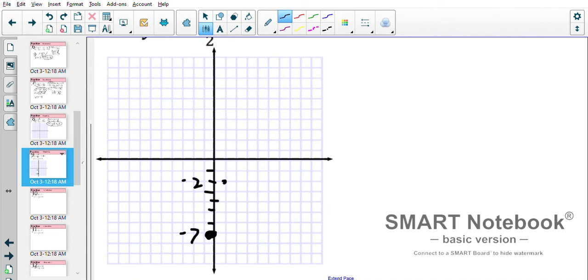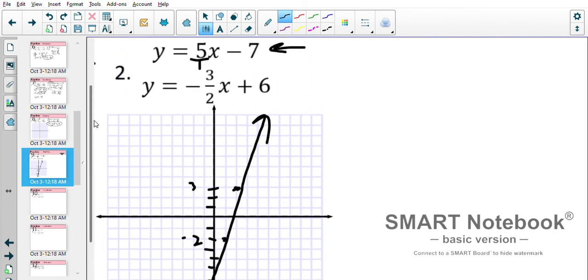Up 5, 1, 2, 3, 4, 5 will put us at positive 3. And we go to the right 1 again. And that's our line for that top equation right there. Let's take a look at the other one.